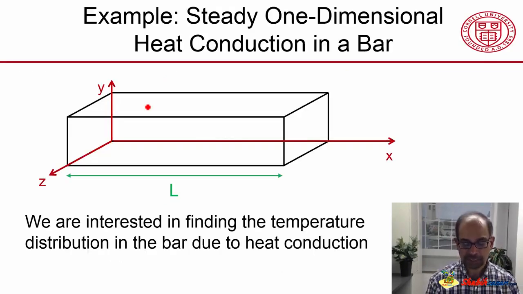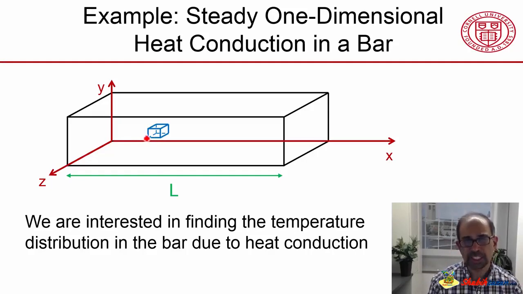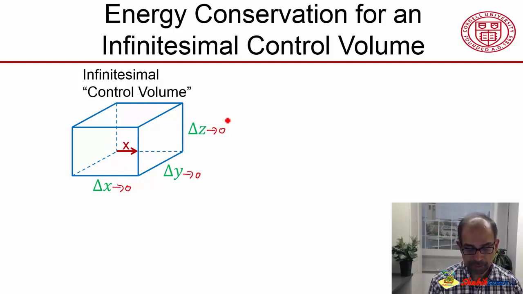Going back to my graphic of the example problem, this indicates a tiny volume within the element, a vanishingly small volume within the element. It's called a control volume, and in my next slide, I consider this volume. Let's say the dimensions are delta x, delta y, delta z, this being the x direction, this would be y and this would be z. And I look in the limit as these tend to zero. That's why you say it's an infinitesimal control volume.